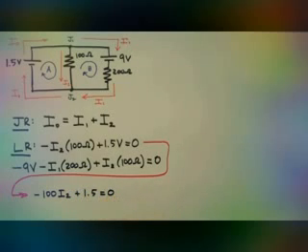So this is what my equation looks like. I'm going to solve this for I2. I2 is equal to 0.015 amps, or 15 milliamps. I box this up.